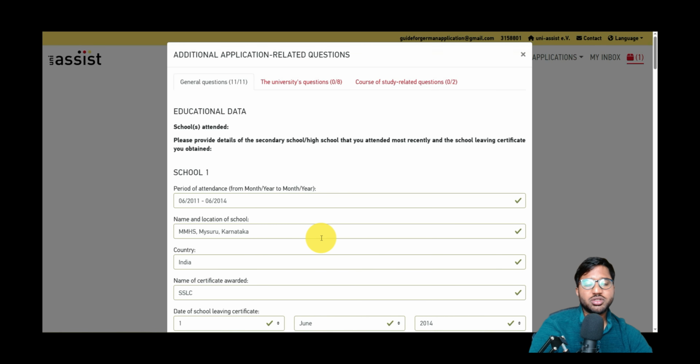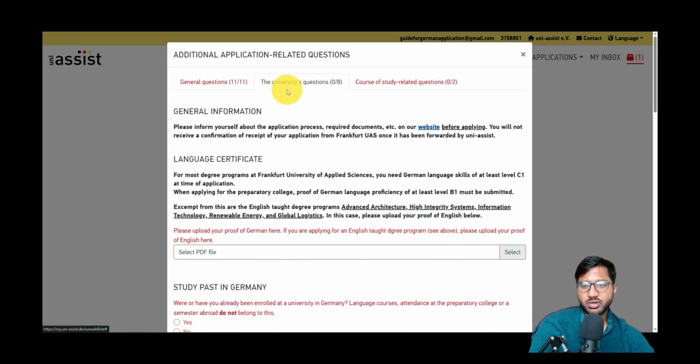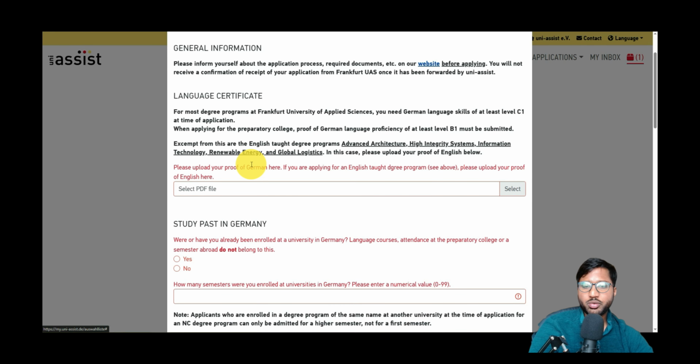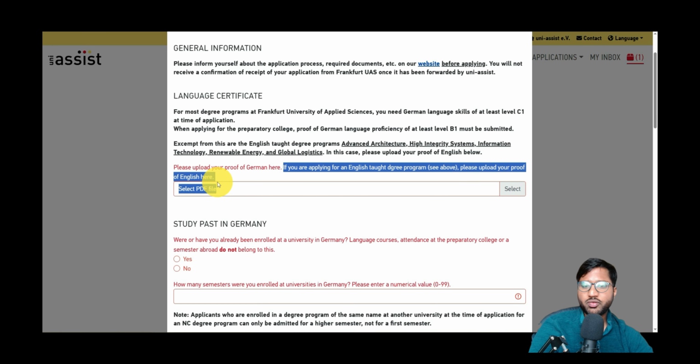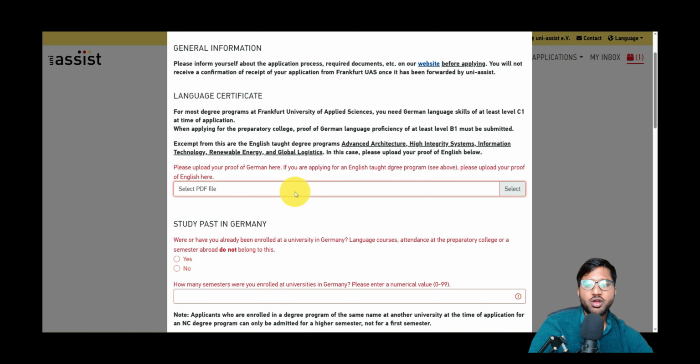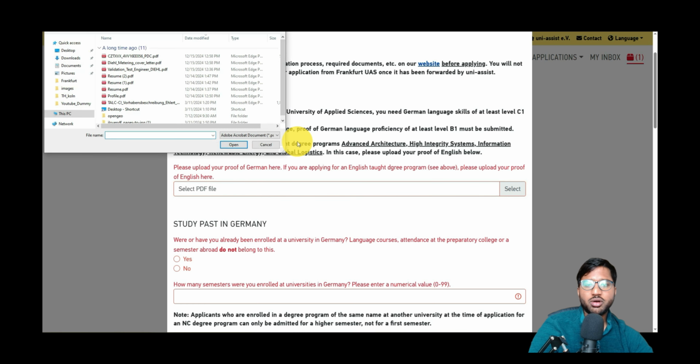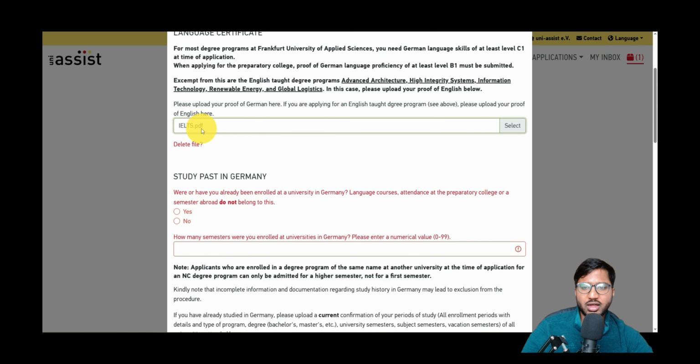After this, we would usually save and directly check the documents and submit the application. But for this particular college, they have their own university questions. They are asking, please upload your proof of German here. If you are applying for an English taught program, please upload the proof of English language certificate here. So here we have to upload the IELTS certificate in order to prove it. You have to upload your IELTS document here.